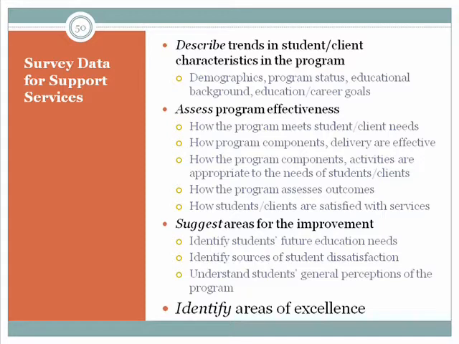Now that we have defined and illustrated both program and institutional data for support services units, we will focus on one type of primary data: survey data. Programs typically use surveys to describe trends in student or client characteristics in the program. For example, trends like demographics, program status, educational background, and education or career goals. Programs may also use surveys to assess program effectiveness.